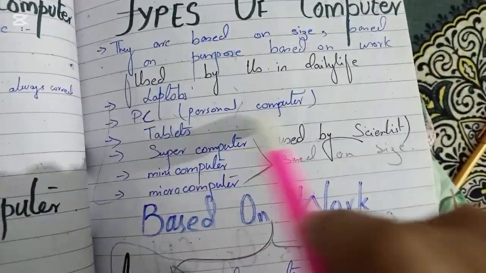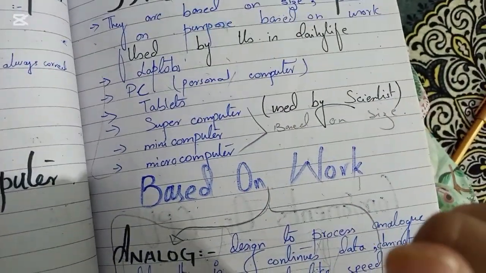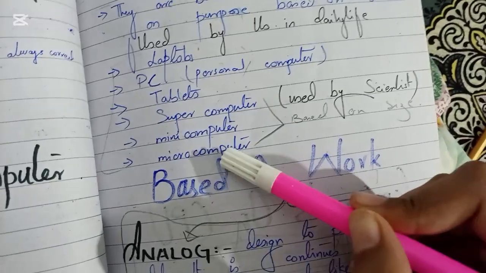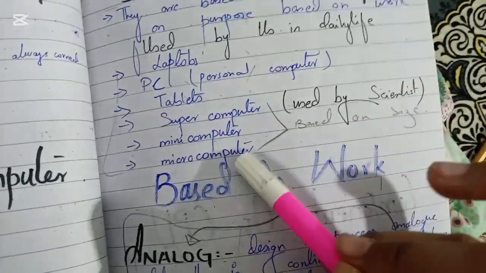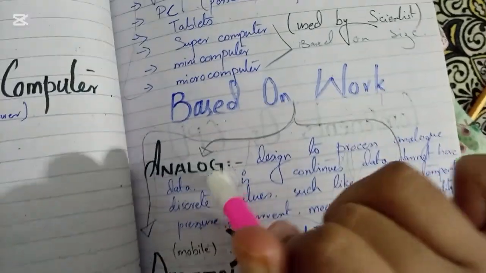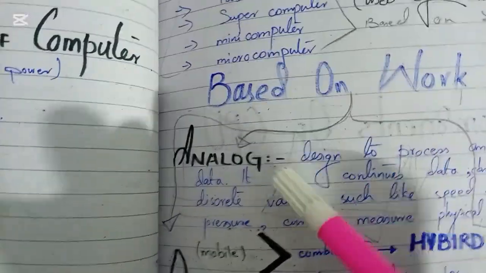Now types of computers. They are based on size, based on purpose, based on work. Used by us in daily life: computer, laptop, PC, personal computer, tablets, supercomputer, minicomputer, microcomputer. These are used by scientists basically, and they are based on size.